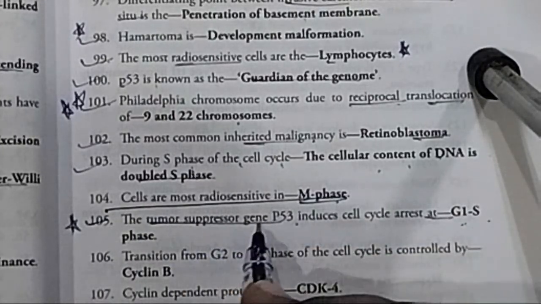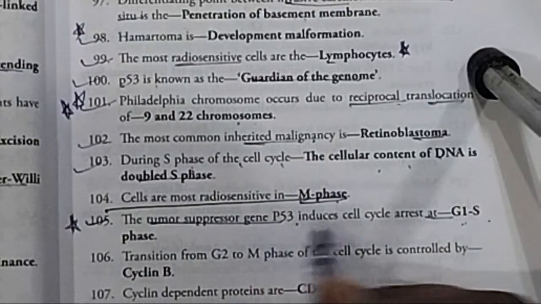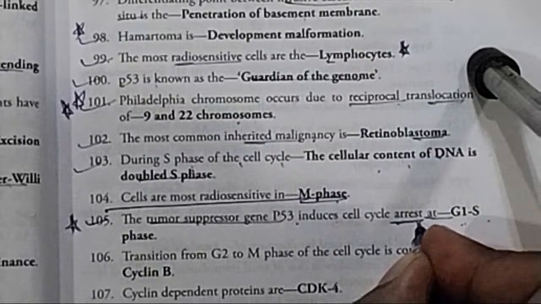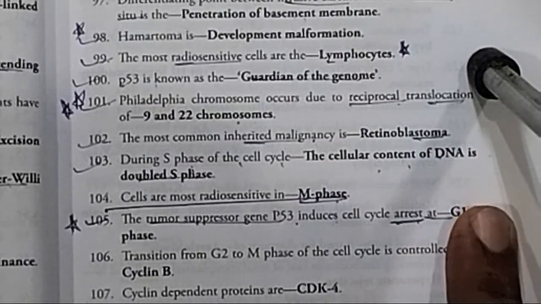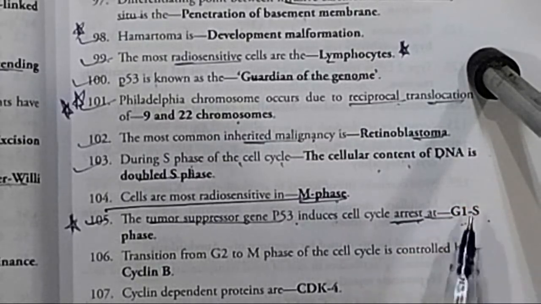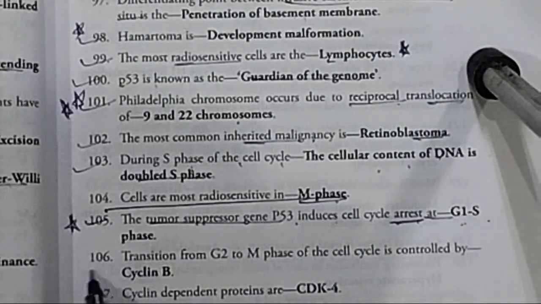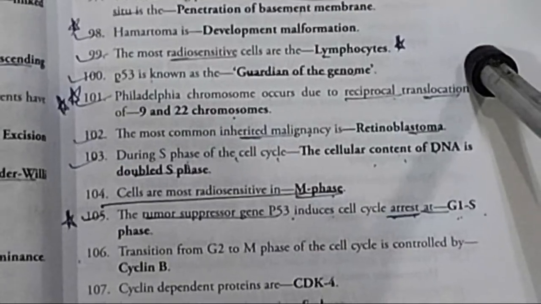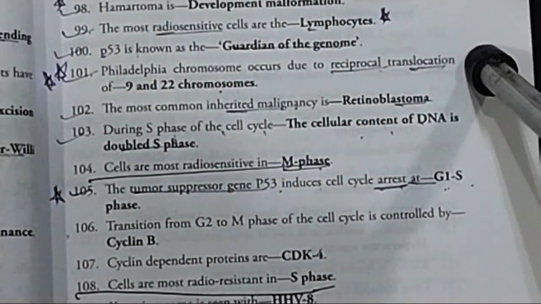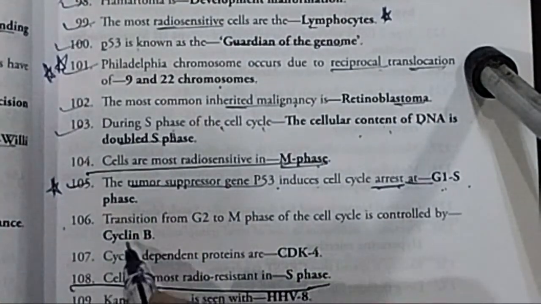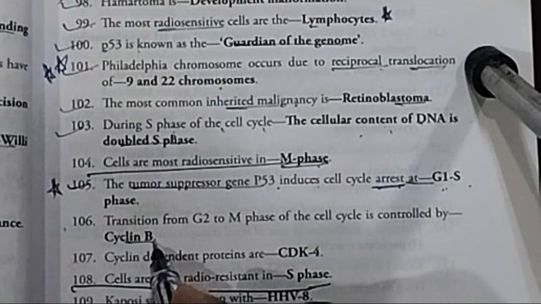So the tumor suppressor gene P53 induces cell cycle arrest. At what stage is it going to arrest the cell cycle? It is going to arrest the cell cycle at the G1/S phase. Now, the next important MCQ: the transition from G2 to M phase of the cell cycle is controlled by what? It is controlled by cyclin B.